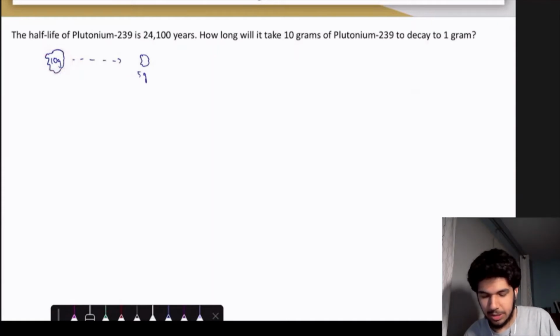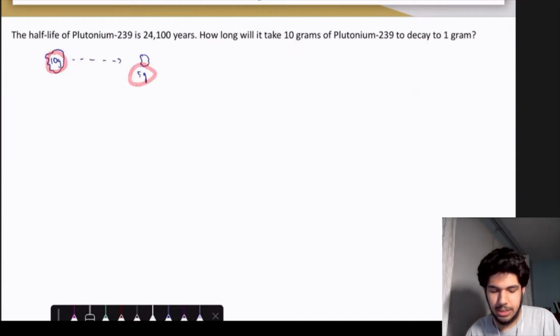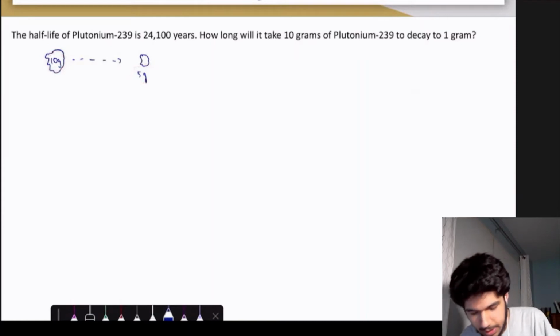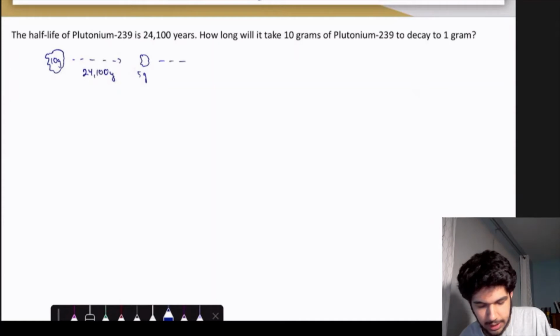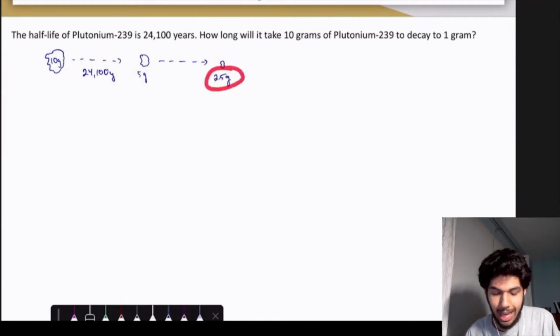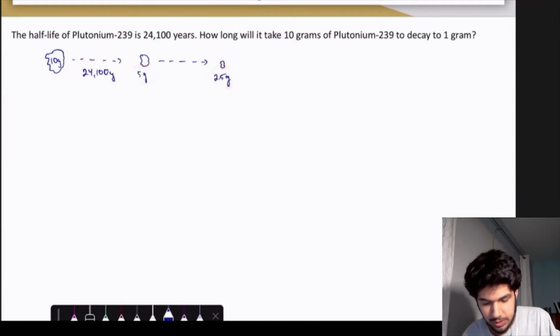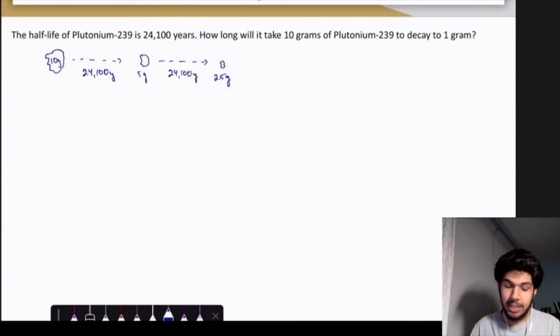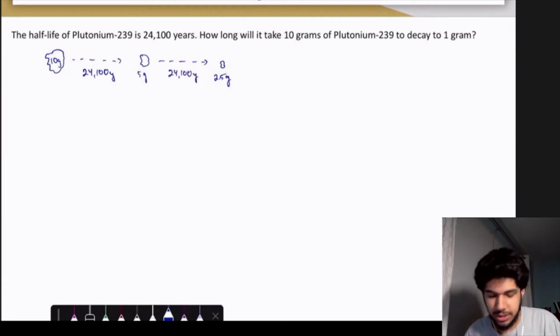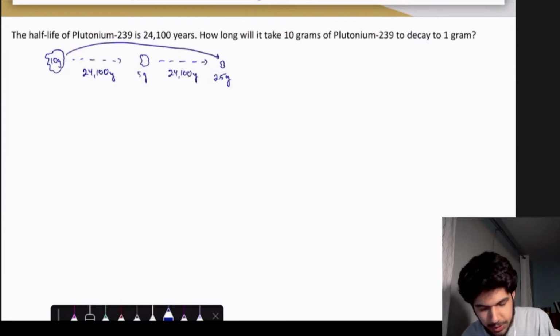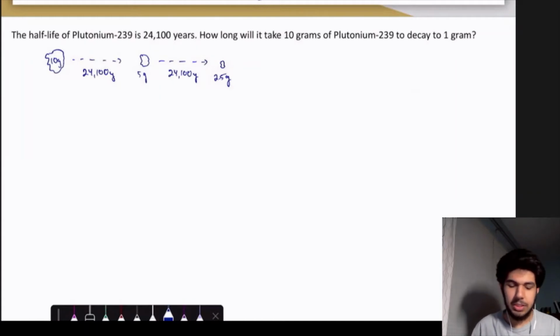So the time it takes to go from here to here, the time it takes for that decay to occur, is 24,100 years. And then as time goes on a little bit further, and we're left with a smaller blob, let's say 2.5 grams, this is half of the previous value. So this would also take 24,100 years. So it takes 48,200 years to go from 10 grams to 2.5 grams. So this is what we mean by half-life.